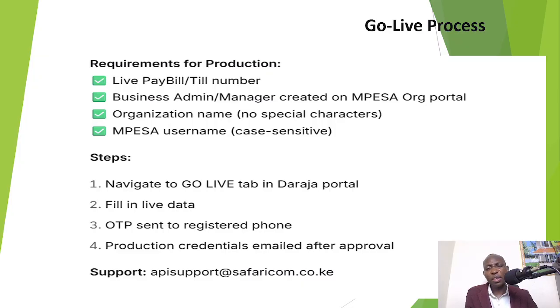You go to the Go Live tab in the Daraja portal, you provide this data: M-PESA organization name, M-PESA username, business shortcode, and so on. An OTP will be sent to your registered phone number. Once you are creating an account on the M-PESA organization, the phone number that you provide will be receiving the OTP. You validate that OTP.